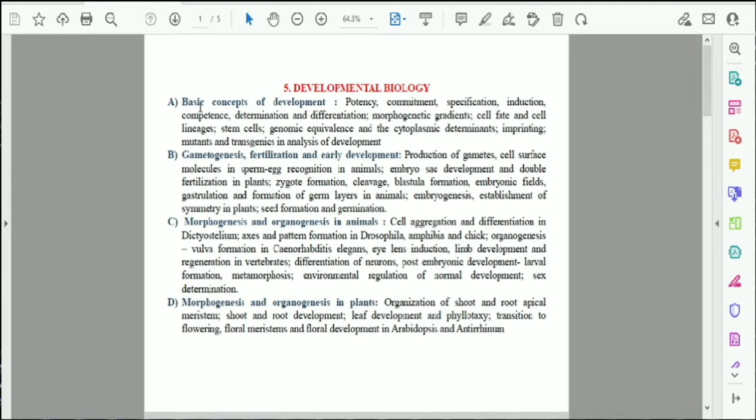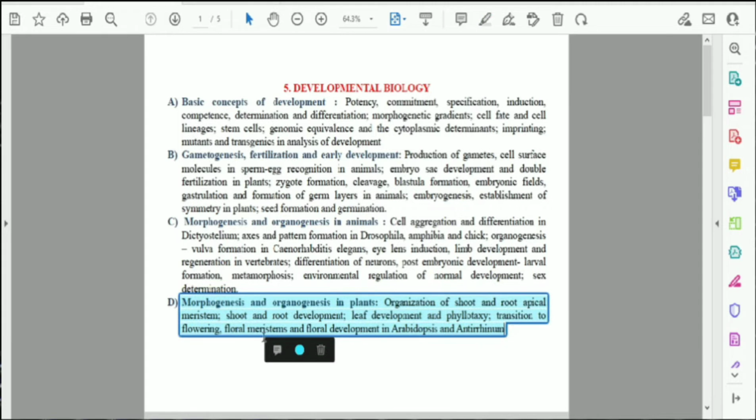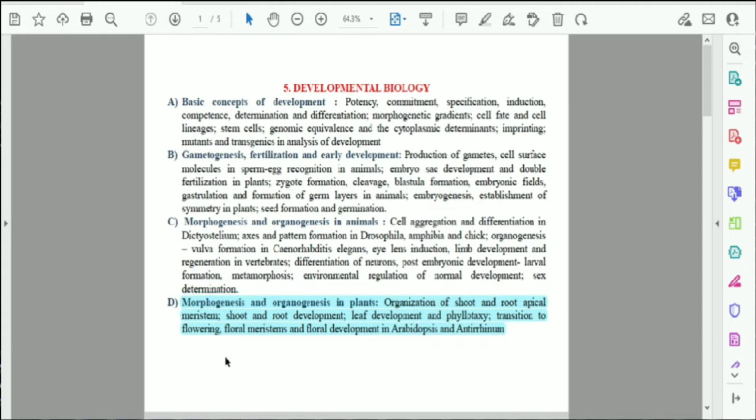Okay, so there are four sections: basic concepts in developmental biology, gametogenesis, fertilization and early development, and morphogenesis and organogenesis in animals. You better leave the morphogenesis and organogenesis in animals topic alone. No need to study this topic, because if you are preparing plant physiology, that is unit number 6, then you can use those notes. So in this particular unit you are going to concentrate on only 3 sections.